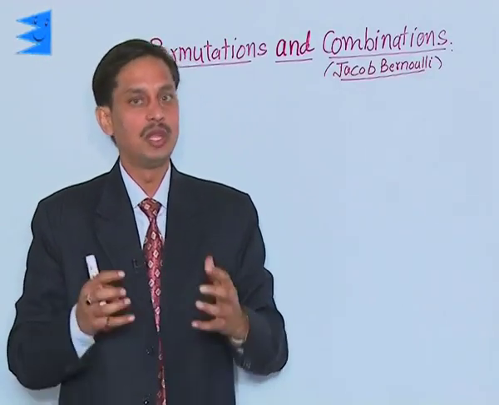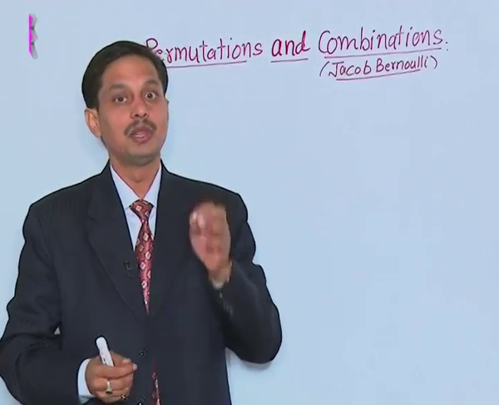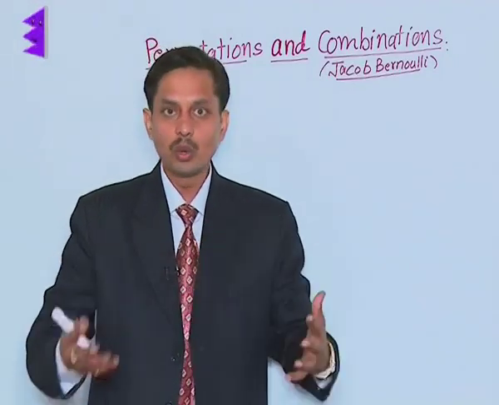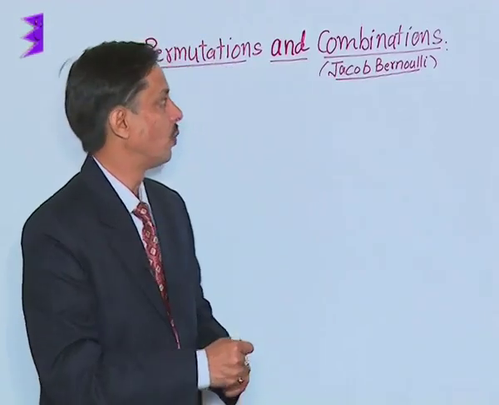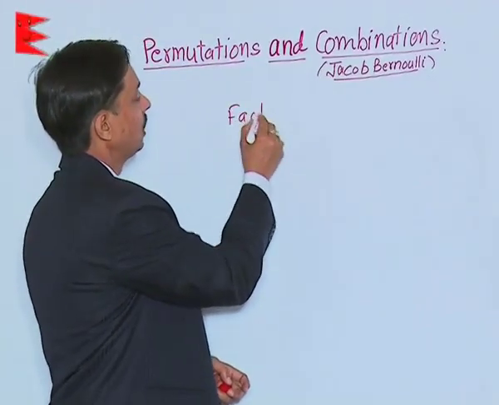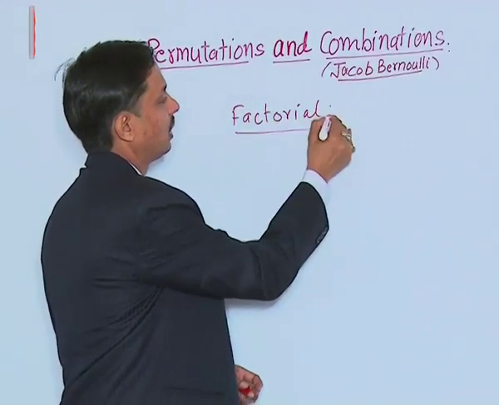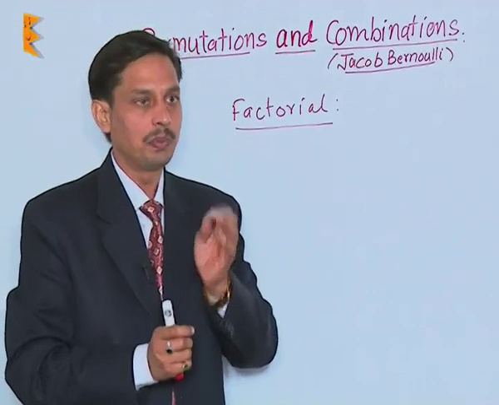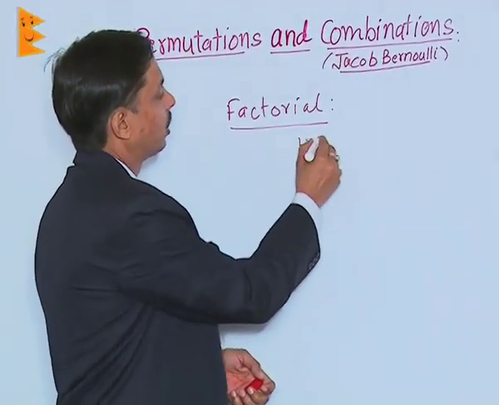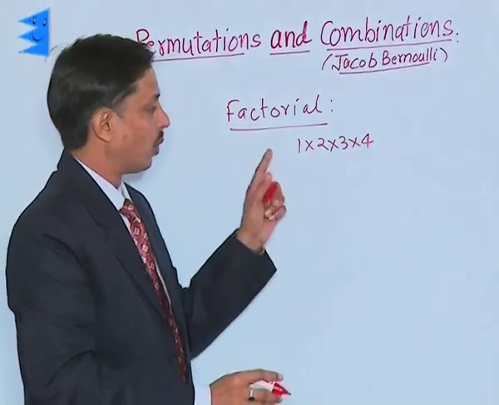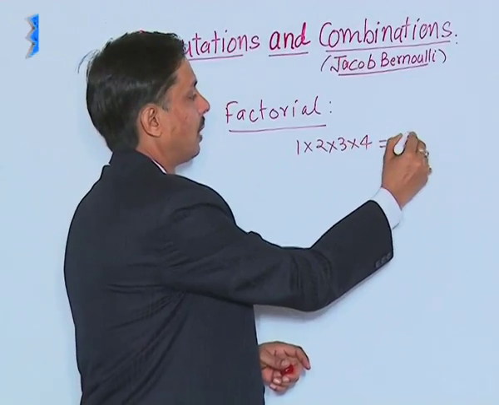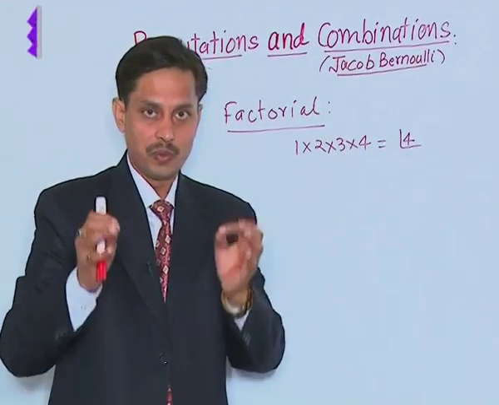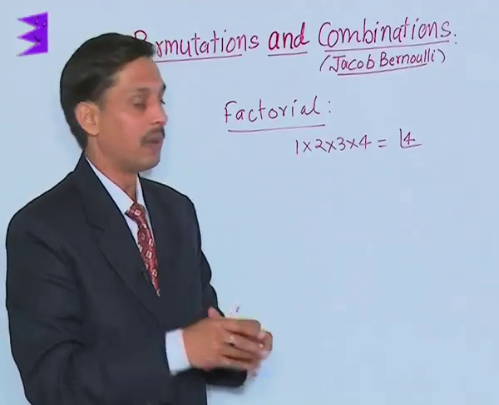But before we start, there is one very important aspect to understand, that is the meaning of factorial. If I want to define and explain the term factorial, there is a very simple logic about the factorial. Factorial is the product of n consecutive natural numbers starting with 1. Suppose I say 1 into 2 into 3 into 4. It is given by factorial 4. One of the symbols is factorial 4. So the product of the first n natural numbers is given by the factorial.